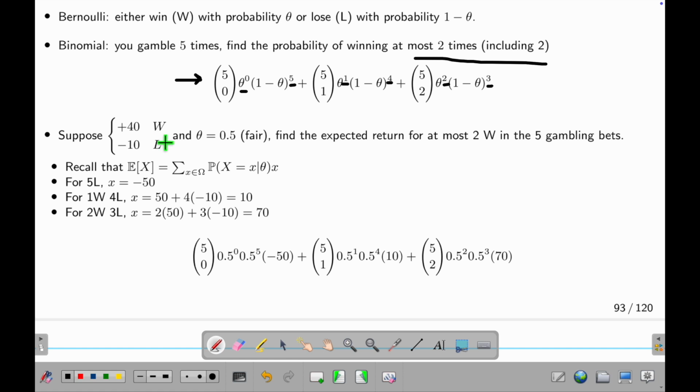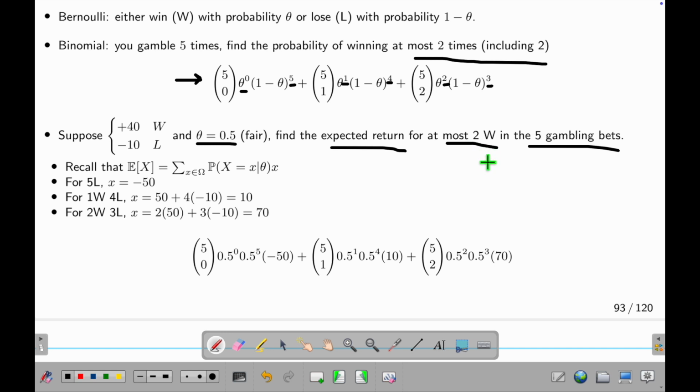Here's another thing. Suppose if you win, you get $40, and if you lose, you lose $10. The win probability is 0.5. Find the expected return of at most 2 wins in 5 gambling bets. So that means now you gamble 5 times. The rule is you gamble 5 times; you cannot quit at the 4th time. You have to gamble 5 times. Number 1. Number 2, each time you win, you get 40. Each time you lose, you lose 10. And then the win rate is 0.5. And now you want to know, if at most you get 2 wins, what's the expected return?